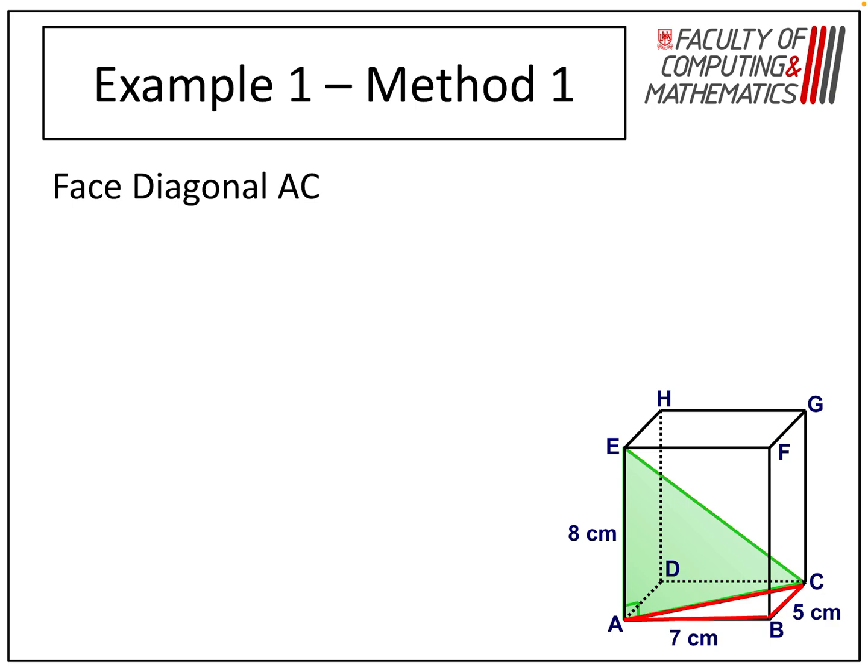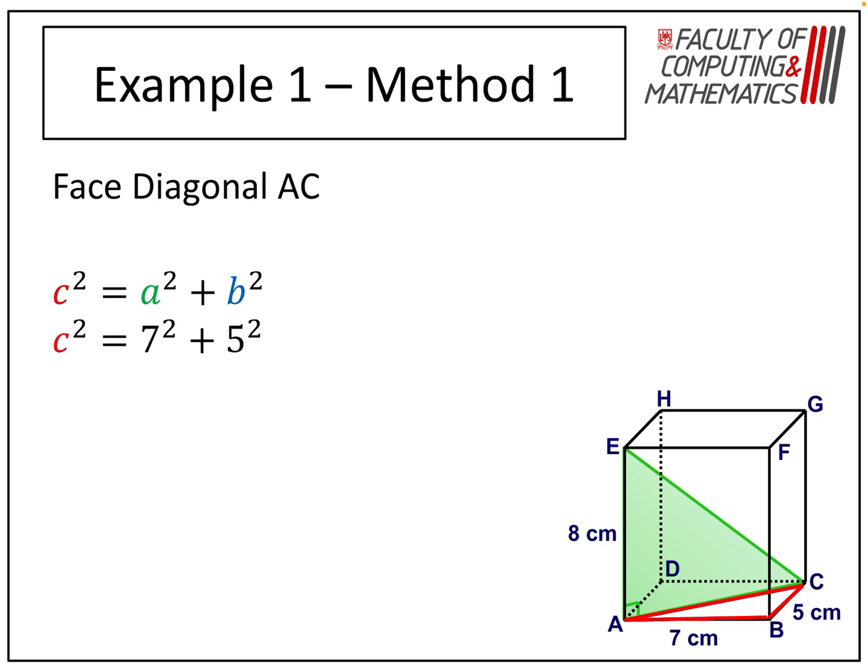So our face diagonal in this case is AC, and in red I have highlighted the right-angled triangle that we will be using. So our right angle is at B, which means that the 5 centimeters and the 7 centimeters are the 2 shorter sides of our triangle. This means that the side that we are looking for, AC, is our hypotenuse, and if it's the hypotenuse, we are squaring the 2 shorter sides and adding them together.